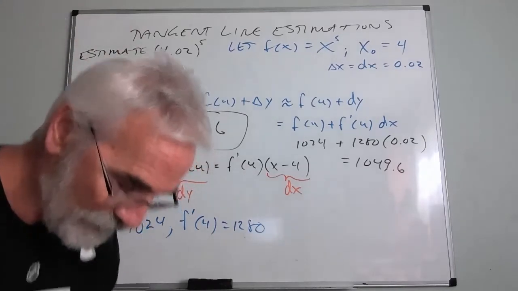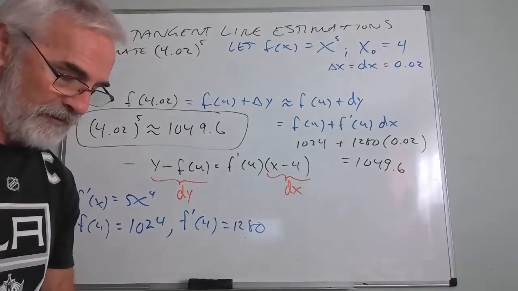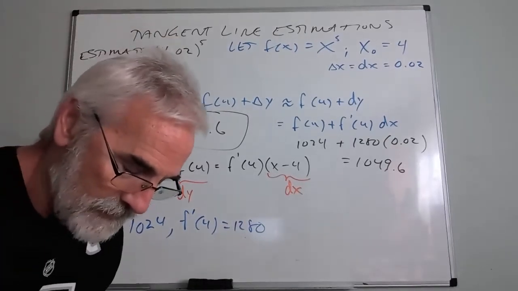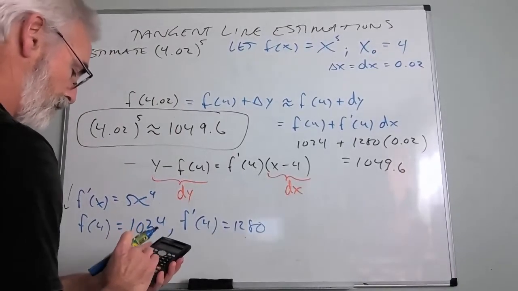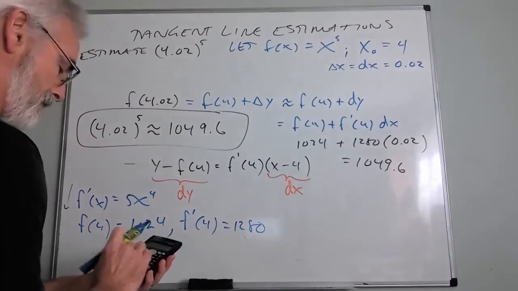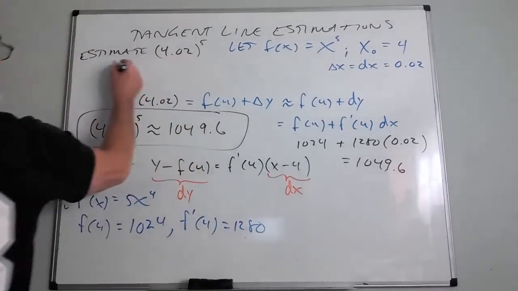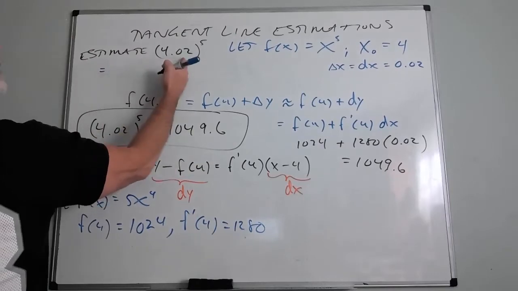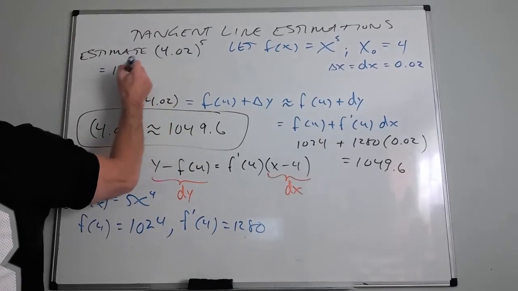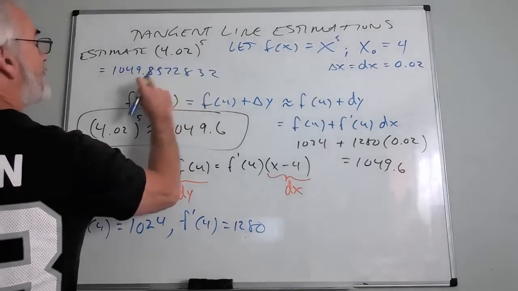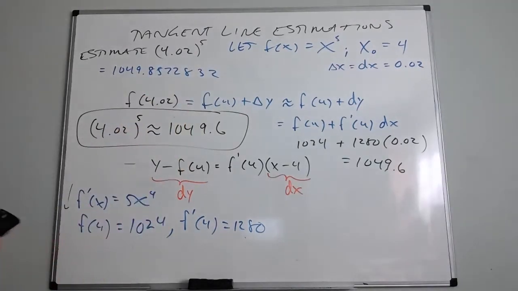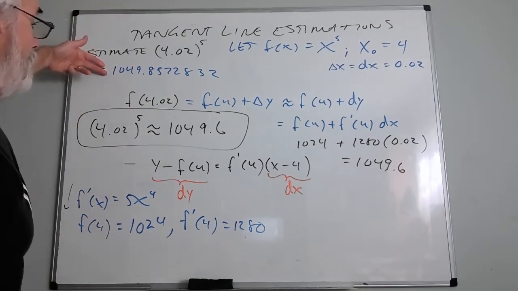So let's do the calculated value. 4.02 raised to the 5th power. And I get exactly this part right here, 1049.8572832. I feel like I'm a few decimal places short on that one. No, that's what my calculator says. This is the actual value.